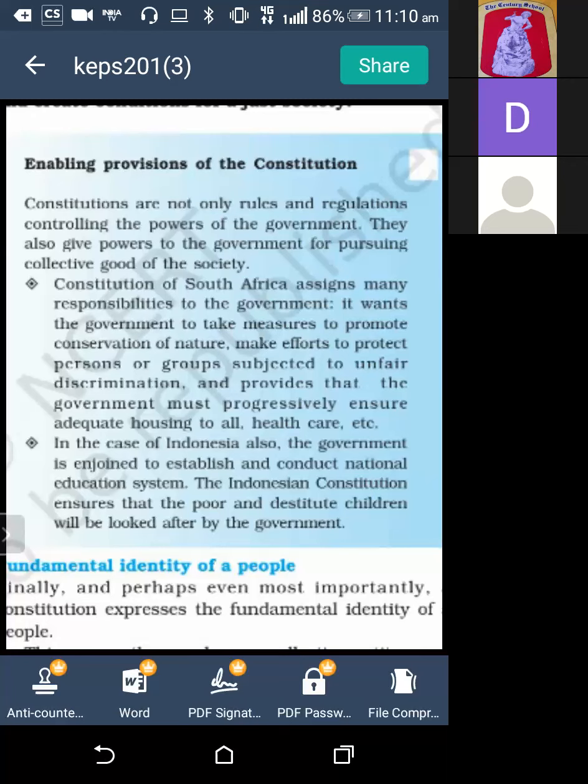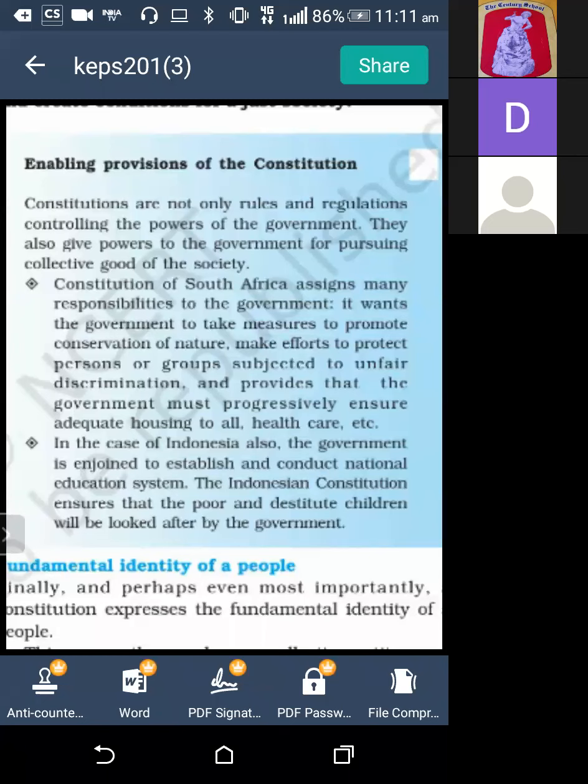The Constitution of South Africa assigns many responsibilities to the government. Now I'm comparing. Earlier, in South Africa, it was the Botha government. It was a white government, a minority government, and it was controlling the black majority. And in South Africa, it was apartheid. There was a politics of discrimination there. And Nelson Mandela and many other people, Winnie Mandela, and many other groups, even white people also, fought for the independence of the South African people.